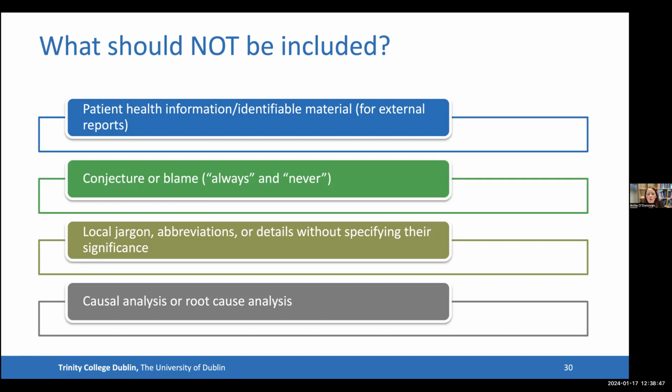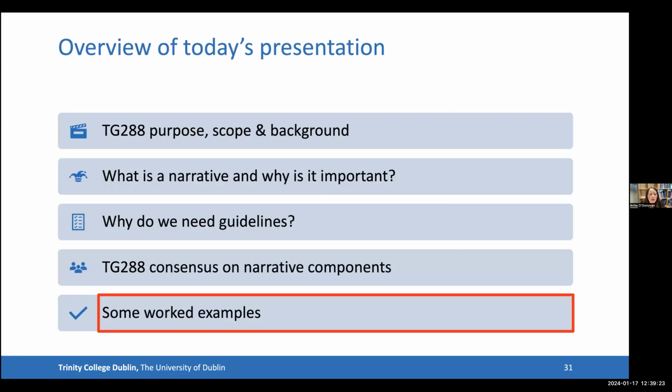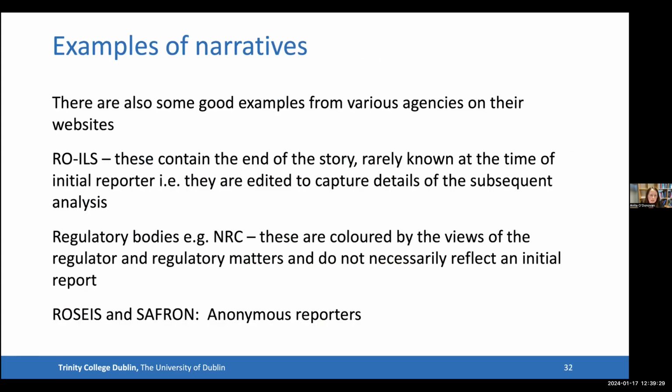So avoiding terms like always and never. For example, planning never send the plans on time. Again, that's just an element of lack of professionalism as well. And then local jargon, abbreviations, or details without specifying their significance. That's particularly important when reporting externally. And causal analysis or root cause analysis, because that comes later, so not being too analytical or hypothesizing about the main root causes. So now I'm just going to present some of the examples that we included in the report.